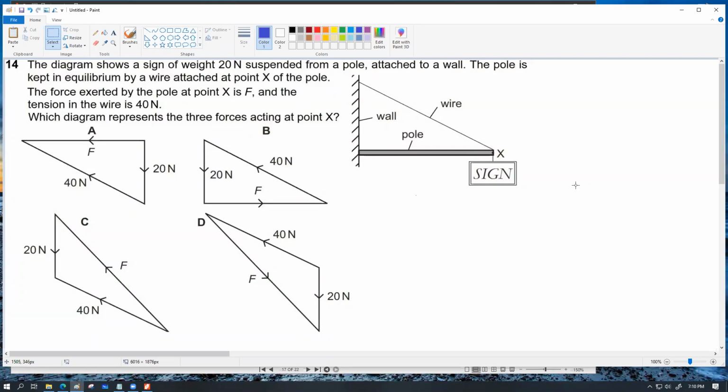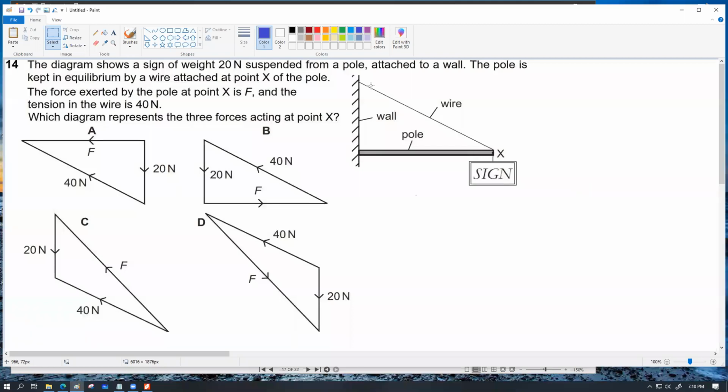So that 40 Newton force should be parallel with the 40 Newton shown in all of the figures, which is also true for all the 4 figures. Have a look. This 40 Newton is parallel with this wire. This 40 Newton is also parallel with this wire. This 40 Newton is also parallel with this wire. This 40 Newton is also parallel with this wire.